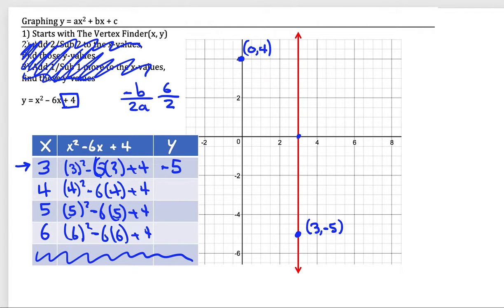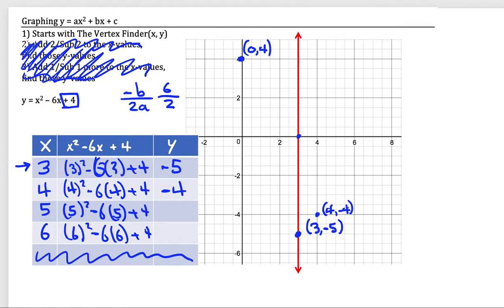We plug in a 4. 4 squared minus 6 times 4 plus 4 is negative 4. Okay, so we have (4, negative 4). (4, negative 4) is right there. So there's (4, negative 4). Now, you can keep going, or you can go ahead and use symmetry.